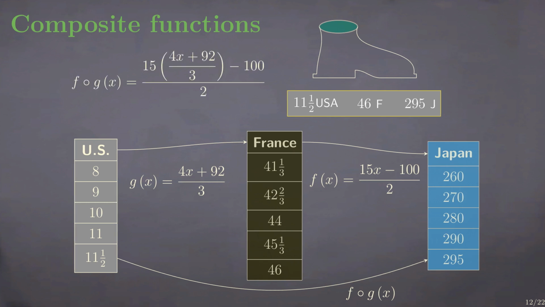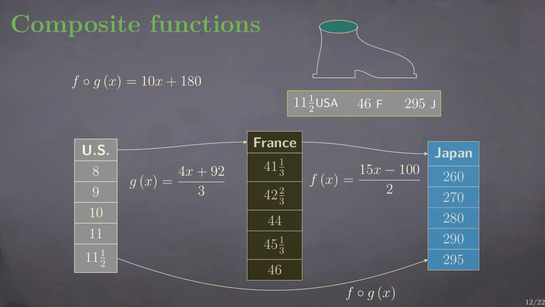Okay, so from the definition, we see that f round g of x is actually f evaluated at g of x, right? So f of x is (15x - 100)/2. Then in order to compute f of g of x, you need to substitute (4x + 92)/3 for x into the formula. And we get that formula of f round g of x. You can easily simplify this to get 10x + 180. So that is actually the formula for you to convert directly from the US sizes to the Japanese sizes.